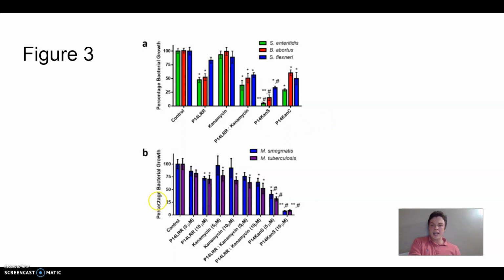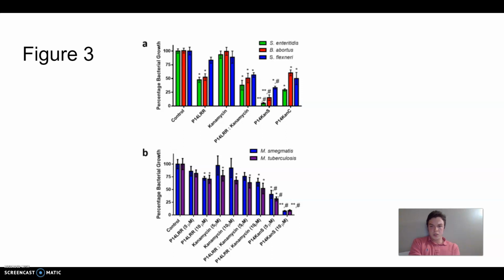In Figure 3b, the y-axis is the same, but the x-axis is slightly different because they did not test the P14 CAN-C conjugate. The concentrations of the components in the conjugate used, however, were also tested at 5 micromolar and 10 micromolar instead of just 10 micromolar up here. Both of these bacteria are part of Mycobacterium, which are bacteria that have thicker and waxier cell walls than other bacteria. This waxy coat helps them protect against phagocytes and antibiotics.